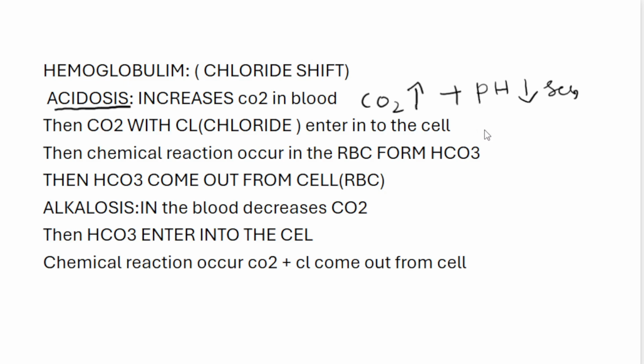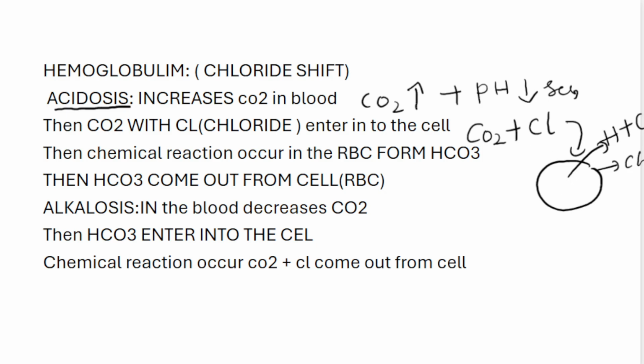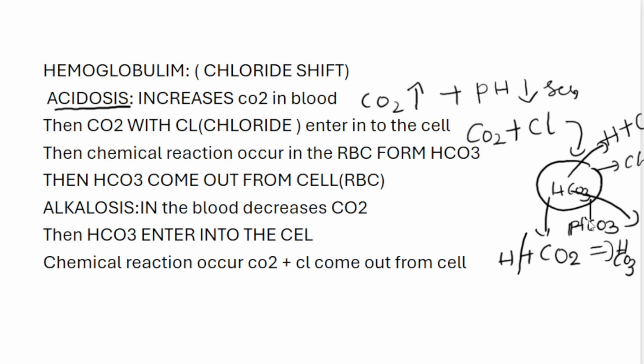Then what will happen? CO2 with chloride will enter into the cell, and a chemical reaction will happen. CO2 with H plus ions will form bicarbonate. Then the bicarbonate will come outside the cell into the blood. HCO3 will form and enter into the blood. So pH balance will be maintained.